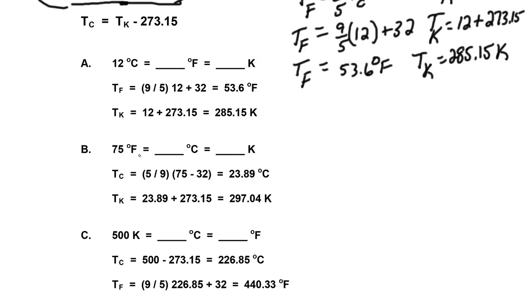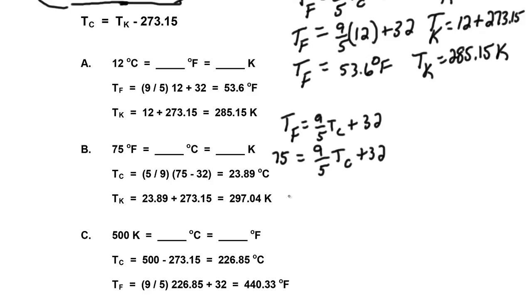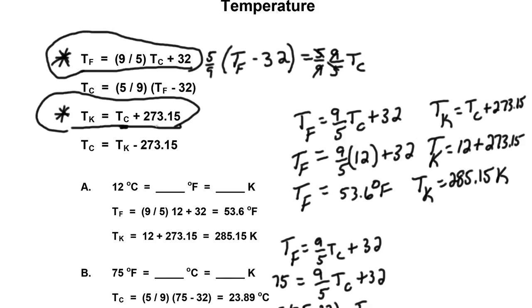So 75 degrees Fahrenheit, and now we want to go to Celsius and Kelvin. So the temperature in Fahrenheit is equal to 9/5 the temperature in Celsius plus 32. The Fahrenheit temperature is 75, equals 9/5 the temperature in Celsius plus 32. Now remember, you've got to subtract 32 from both sides and then multiply by 5/9. So I'm just going to write it out for you. 75 minus 32 multiplied by 5/9 is equal to the temperature in Celsius.